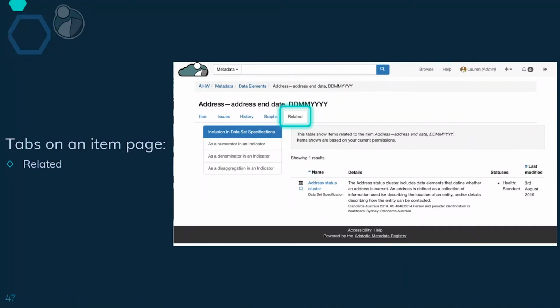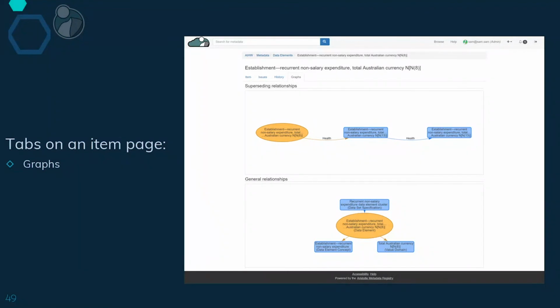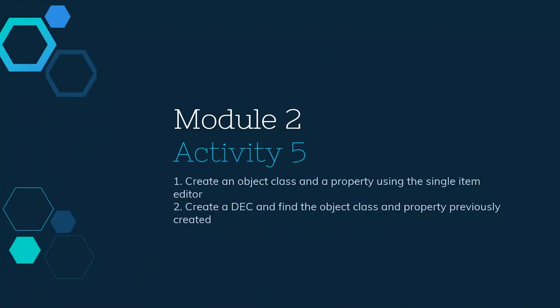So here we can see an example of a data element that's got an inclusion that's included in some specifications, and it's part of an indicator in a bunch of different ways, and it's showing us that. Here's another example of a more complex graph. All of these nodes, you can drag them around to make it a little bit easier to see. But the idea is, as content is superseded in lots of different ways, all of those different definitions will show up here. Here's some more examples. Just skip through that. And then that's the end of module 2.